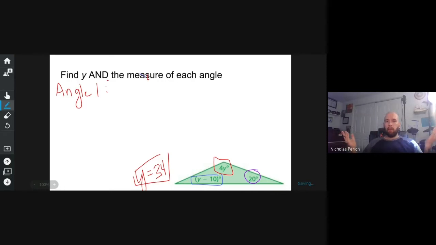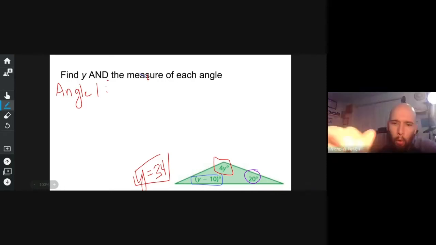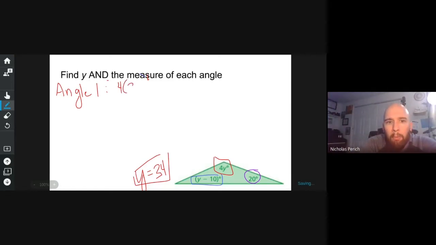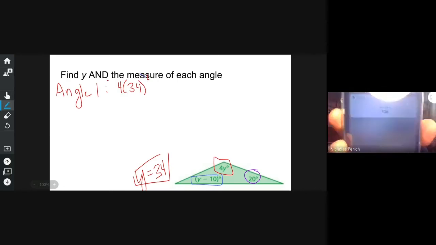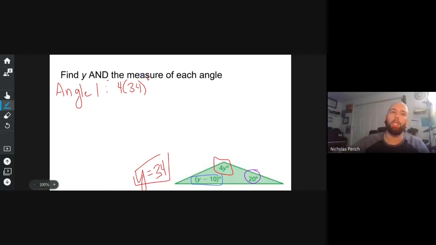Guess what I just found out? That y is 34. So angle 1 is 4 times y, or 4 times 34. I think it's 136, but I'm not sure. I'm nervous. What's 4 times 34? The answer is 136. So angle 1 is 136 degrees.